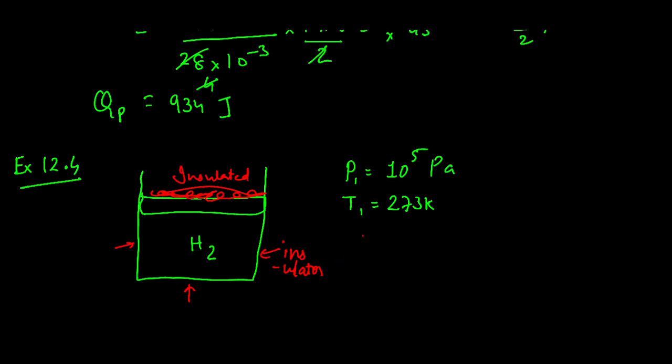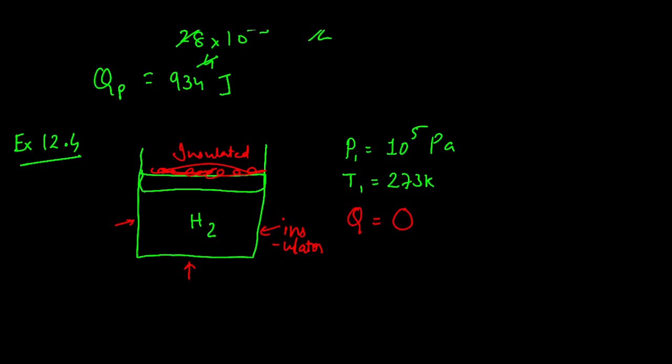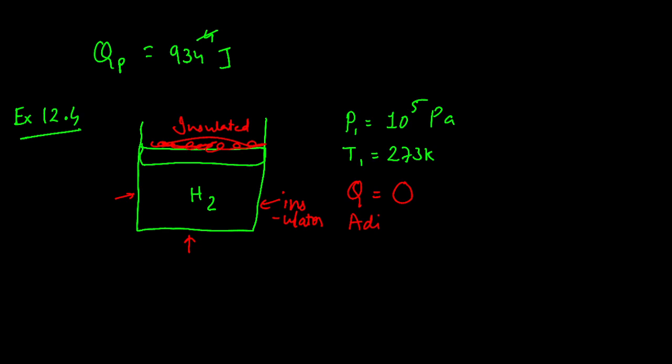If all the sides are insulated, then heat will what? If all the sides are insulated, heat will flow. Yes or no? Q is 0. Very good. Heat will not flow. All sides are insulated. We are taking the ideal case, don't forget that. Yes. So adiabatic walls, okay, and adiabatic process, isn't it? This will be adiabatic process. Now, what next?